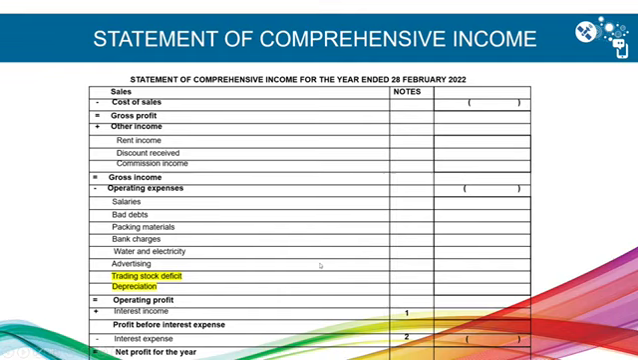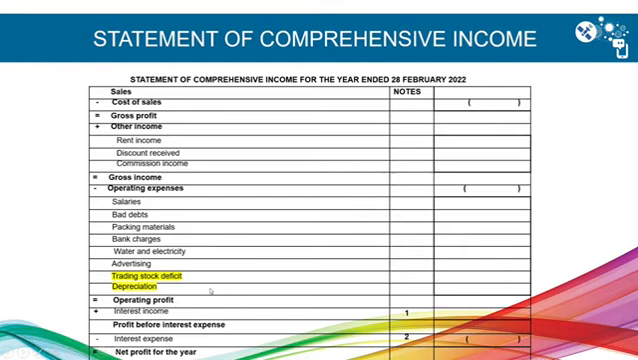Just allow me to add, in a statement of comprehensive income, you'd find 2 or 3 rows open. Now, usually those rows would be for items such as your trading stock deficit. You know what that is? It's a shortage of stock, when your records show more than your physical count.